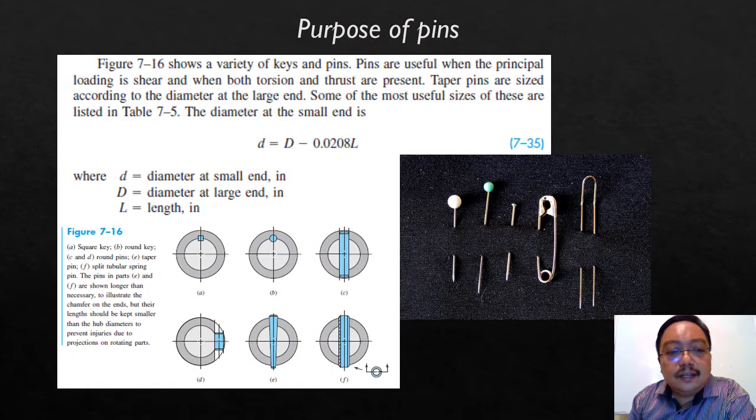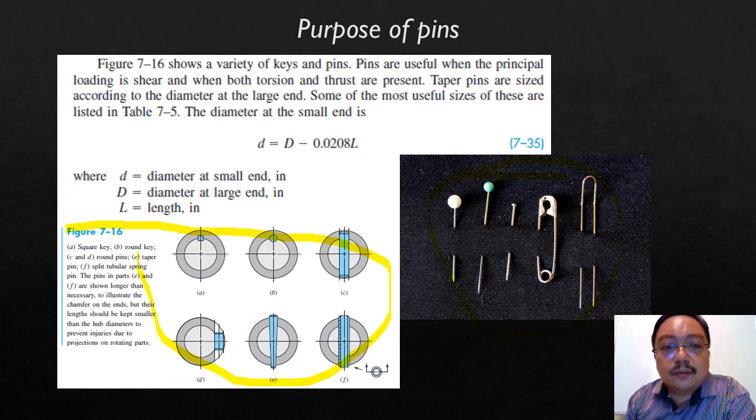Figure 7-16 shows a pin. This is a picture of a pin, which I took from Google Images, and Figure 7-16 shows a variety of keys and pins. Pins are useful when the principal loading is shear and when torsion and thrust are present. Taper pins are sized according to the diameter of the large end, and then the small end diameter is like this.